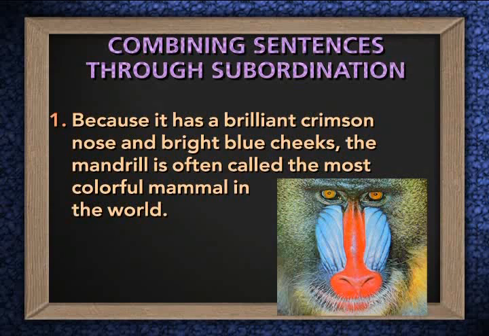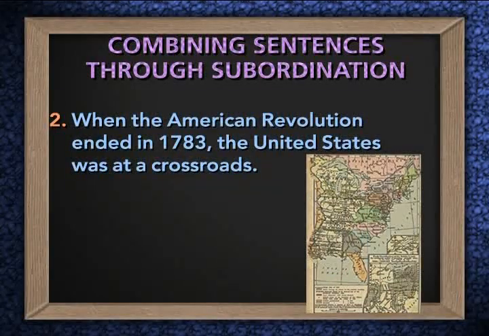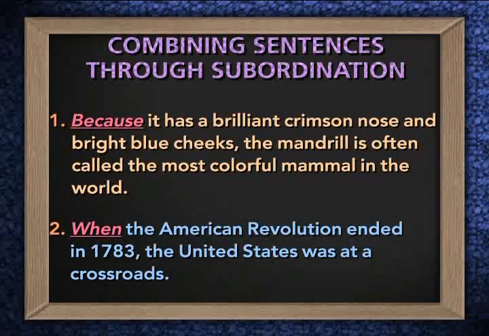Because it has a brilliant crimson nose and bright blue cheeks, the mandrill is often called the most colorful mammal in the world. Number two, when the American Revolution ended in 1783, the United States was at a crossroads. Number one and number two, I put the subordinate conjunctions and the subordinate clauses first. In three and four, I put them second.